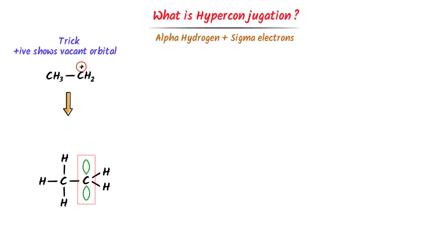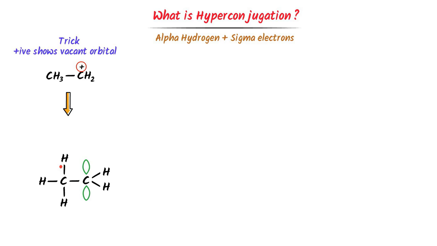Now listen carefully. There are sigma electrons in this carbon-hydrogen bond. Secondly, this hydrogen is alpha hydrogen. Hence, both the conditions, sigma electrons and alpha hydrogen, are satisfied. So hyperconjugation is possible here.